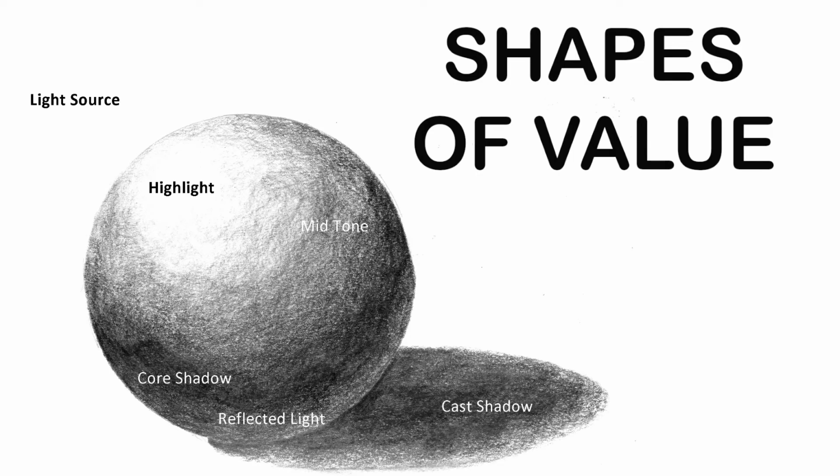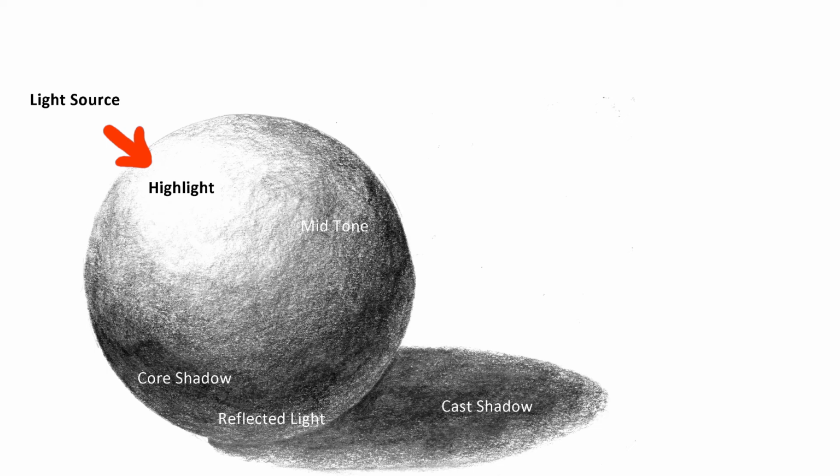Now for a more detailed explanation about how light illuminates objects and what to look for in your drawing. The highlight is the brightest spot of value on an object. It represents the area directly facing the light source. Light often comes from above. Think both the sun and ceiling lights. So the highlight is often at or near the top of an object.